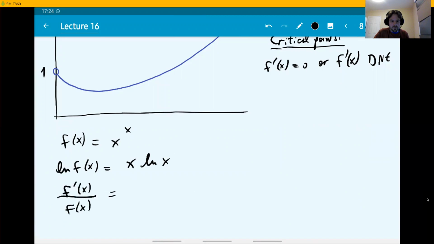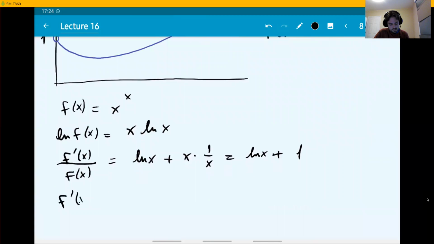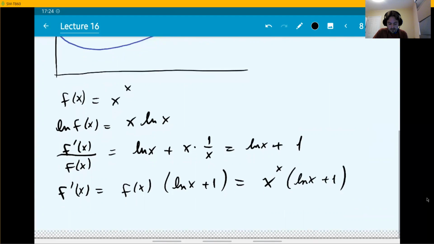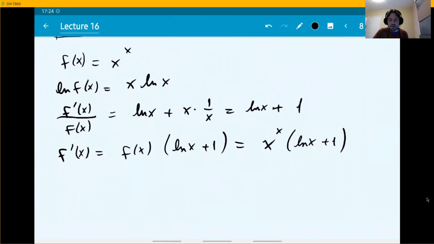And on the right side here, we need to apply the product rule. That's what I've just done here. I'm going to simplify x times 1 over x as simply 1. So f prime, solving for f prime, is going to be f of x times (ln x plus 1). And now you can replace f of x with what it actually was. It was x to the x. This is f prime.